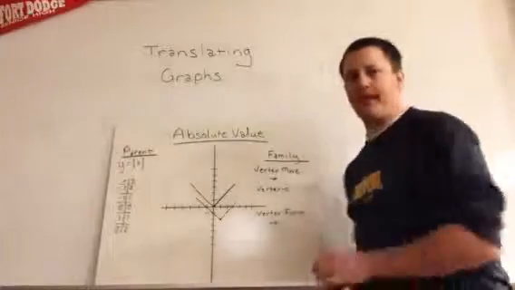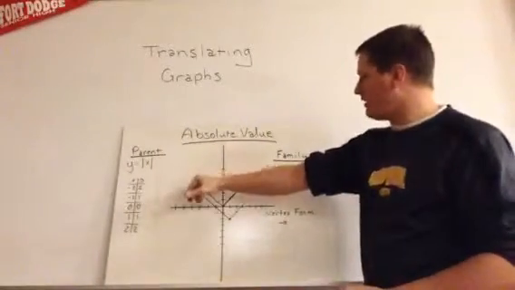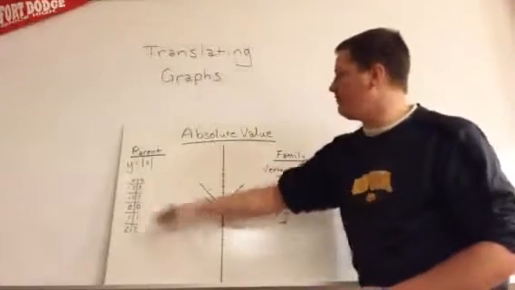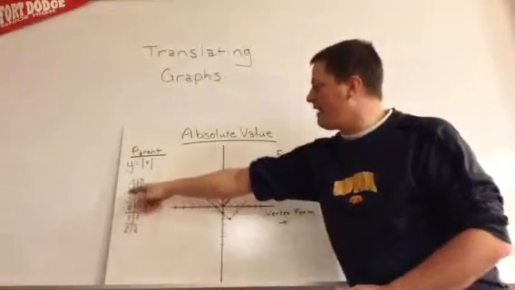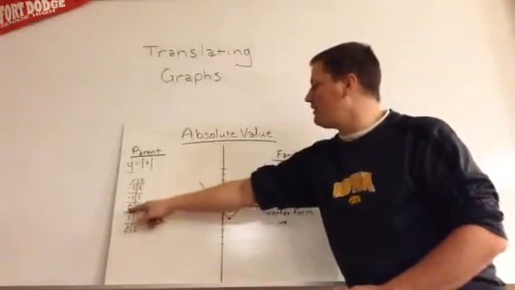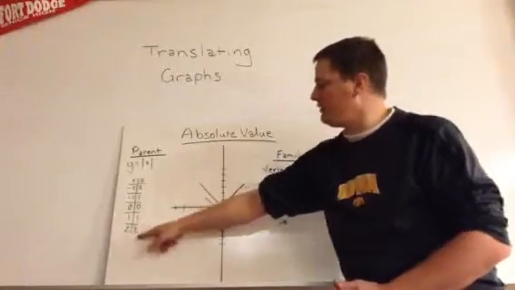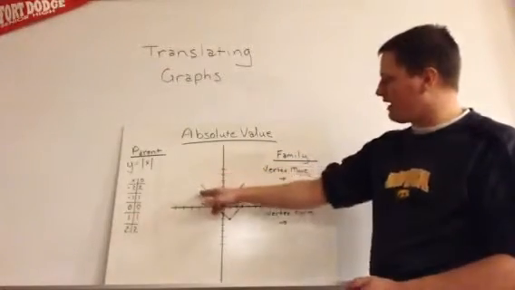So we're going to start with absolute value problems. And what we have here is our original parent function, y equals the absolute value of x. Here's a table for it. The absolute value of negative 2 is 2. Negative 1 gives us positive 1. 0 gives us 0. 1 gives us positive 1. And 2 gives us positive 2. Creates this graph right here.